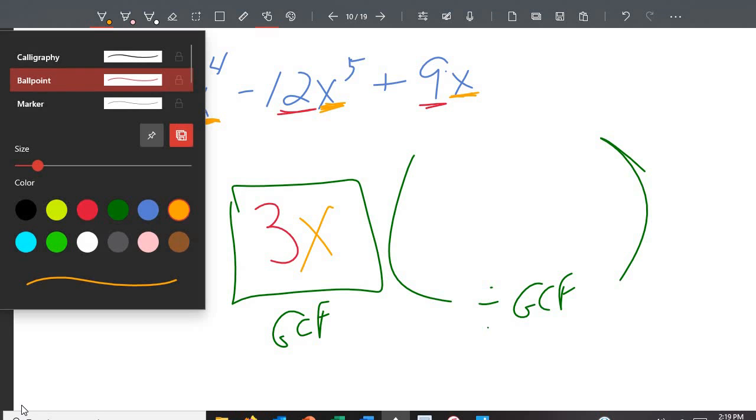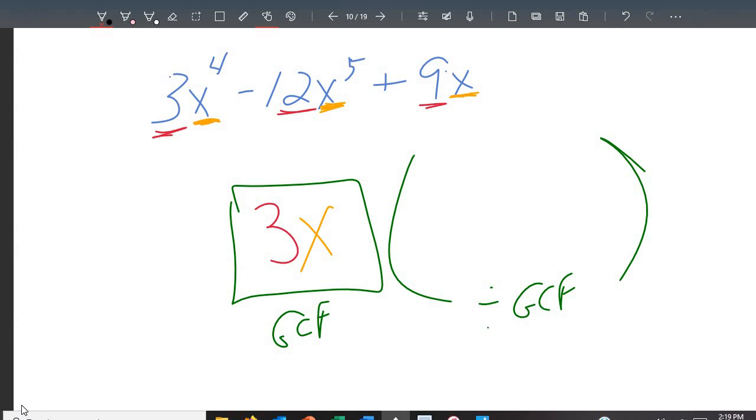If it helps you, you could do this, I guess. You could say, okay, I'm dividing that by 3X because that's my GCF. It could help. So 3 divided by 3 is 1. X to the 4th divided by X means I'm taking 1X away. I've got X cubed. When I'm dividing X's, I'm not going to have the same amount of X's left over. I'm taking some away. And negative 12 divided by 3 is negative 4.